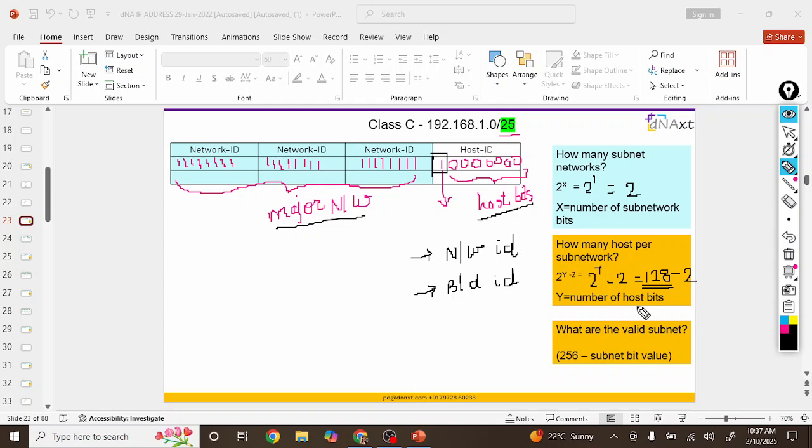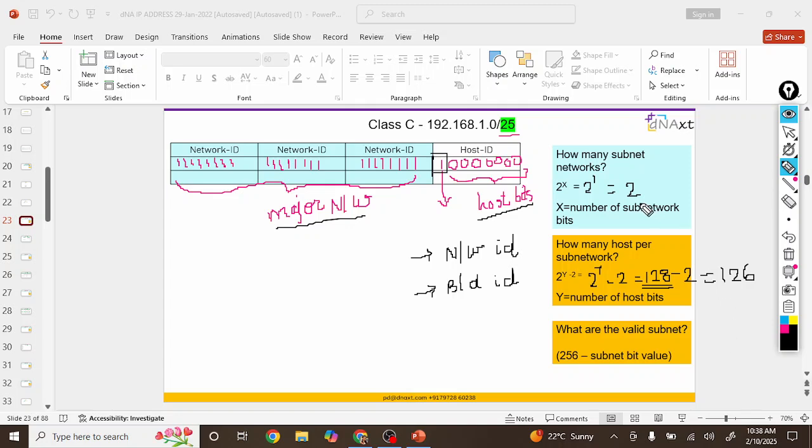Okay, that comes out as 128. But we always subtract 2 from this number, as 2 IP addresses we cannot assign to any endpoints or host, as one of them will be your network ID, another will be broadcast ID. So in each subnetwork you can give IP addresses to 126 hosts.